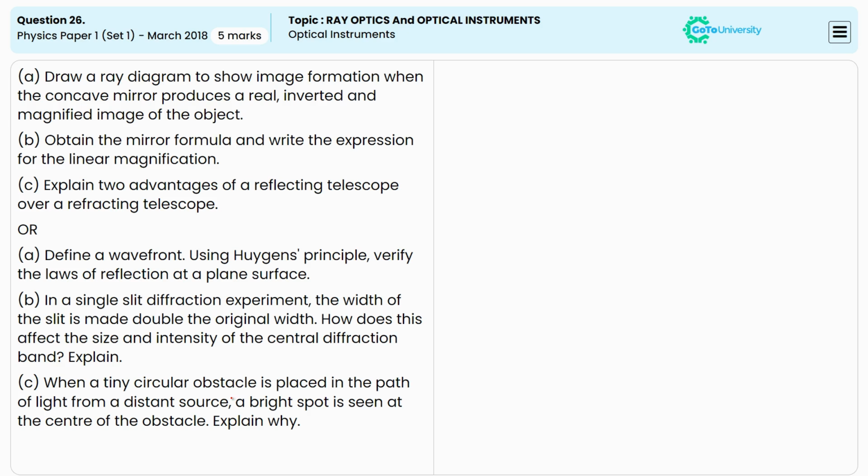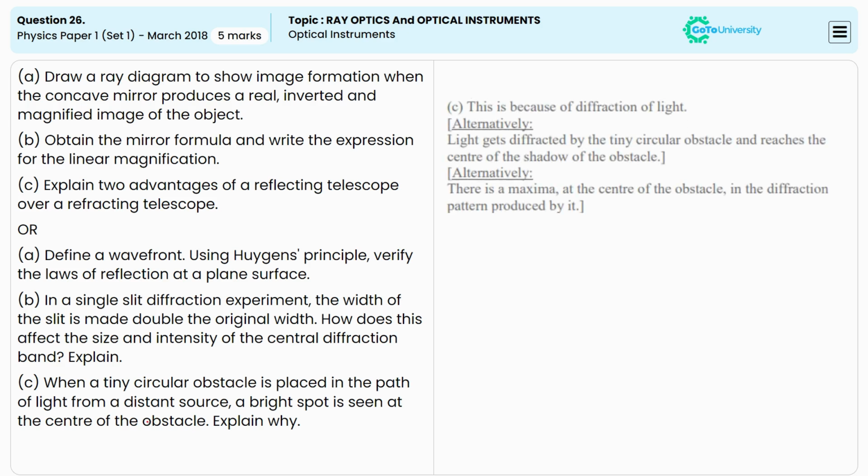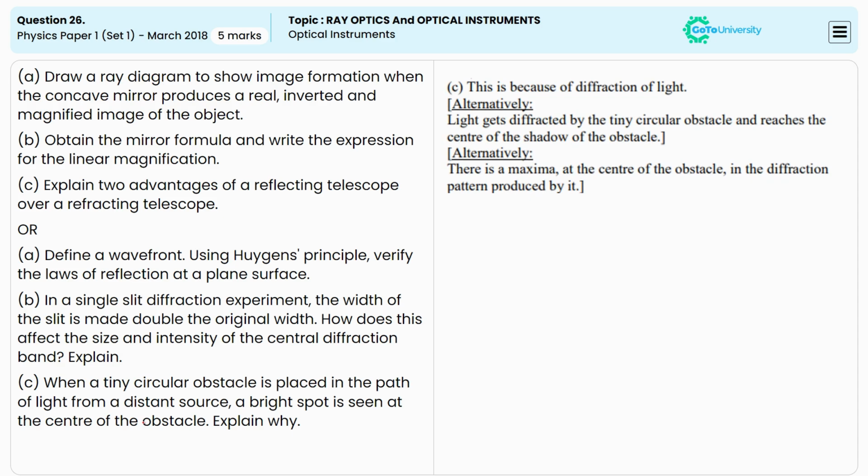When a tiny circular obstacle is placed in the path of light from a distant source, a bright spot is seen at the center of the obstacle. Explain why. It's very simple. This is because of the diffraction of light. Alternatively, we can say that light gets diffracted by the tiny circular obstacle and reaches the center of the shadow of the obstacle. Or we can say there is a maxima at the center of the obstacle in the diffraction pattern produced by it.